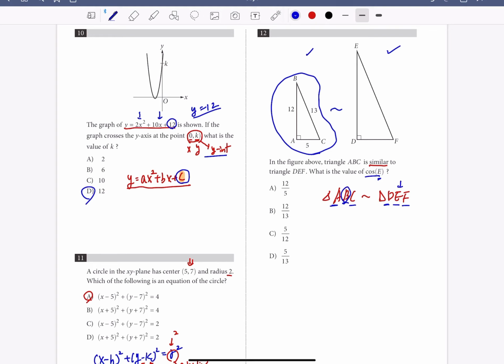So based on angle B, let's find cosine. Cosine B, based on angle B, cosine is adjacent over hypotenuse. So 12 over 13, B.